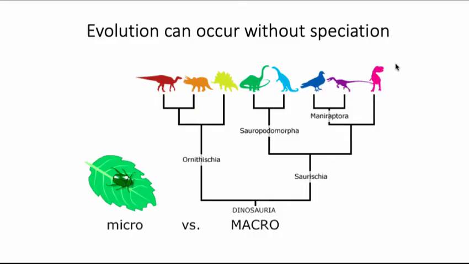And we also talked about evolution without speciation. So you have evolution with speciation. It's called macroevolution. This is what led to the diversity of species today. But we also have microevolution, and this is when evolution happens within one species.